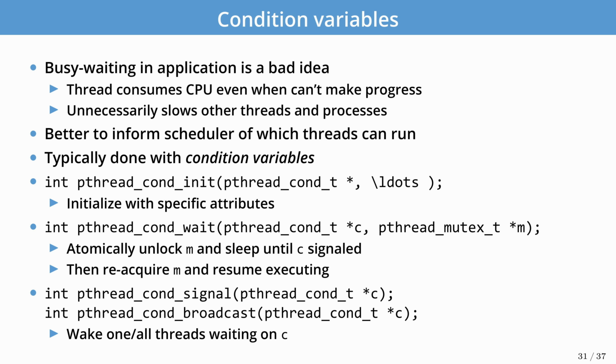Those threads that are currently inside of condition wait will be woken up and will reacquire the mutex. So if multiple threads are woken up from the broadcast, one of the threads will acquire the mutex and proceed, and when it releases the mutex, other threads can acquire the mutex and proceed.